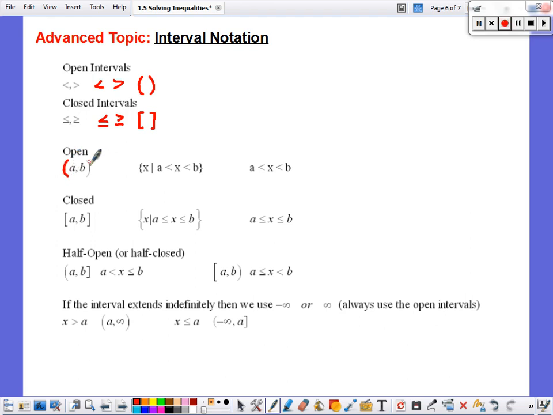What we have is from A to B. It looks like an ordered pair. I understand it looks like an ordered pair, but it's not an ordered pair. What we're doing is giving a starting point and then an ending point, and your solutions are sandwiched in between those.